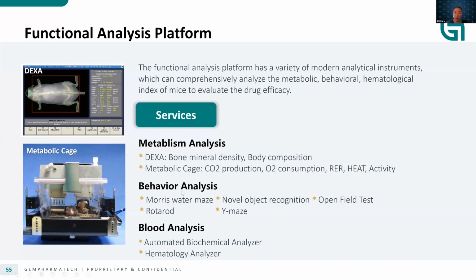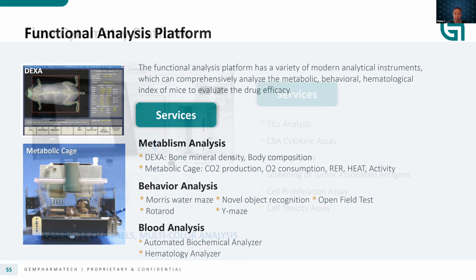So here, I have shown you the behavior analysis platforms we can do. We also do metabolic analysis. Prominent to that is DEXA for body composition and metabolic cages for O2, CO2, heat, and ambient activity. From the metabolic field perspective, we do glucose homeostasis, insulin sensitivity or tolerance tests, and lipid metabolism from serum or from liver. And we can also do a full panel of blood analysis from living mice.